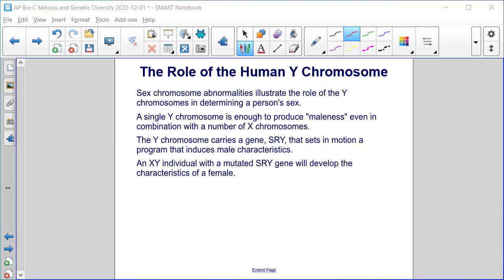The Y chromosome carries a gene, SRY, that sets in motion a program that induces male characteristics. An XY individual with a mutated SRY gene will develop the characteristics of a female.